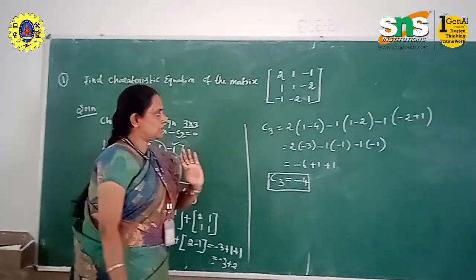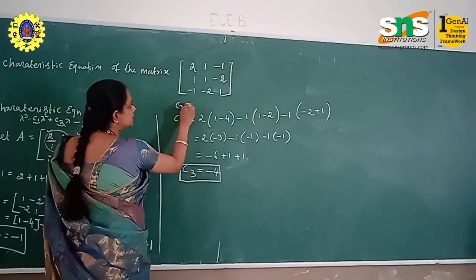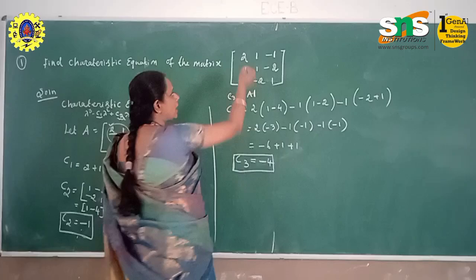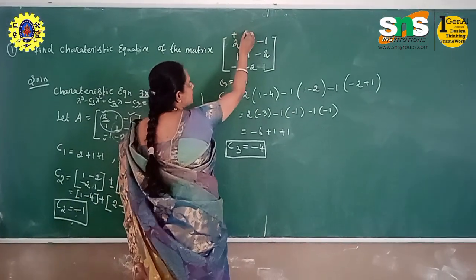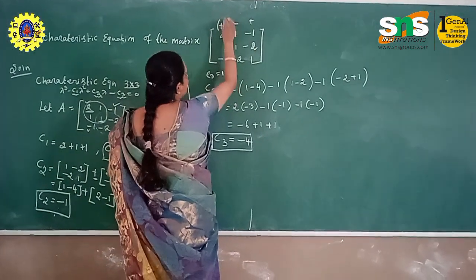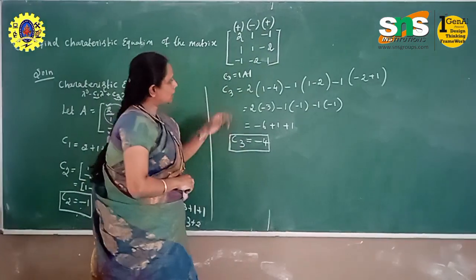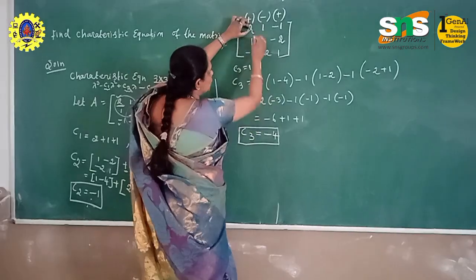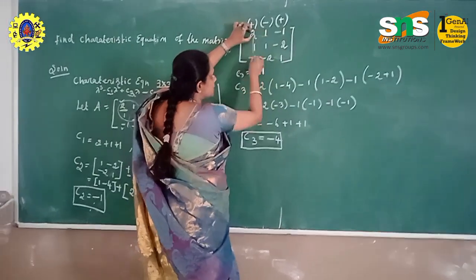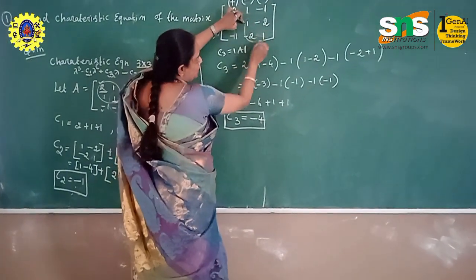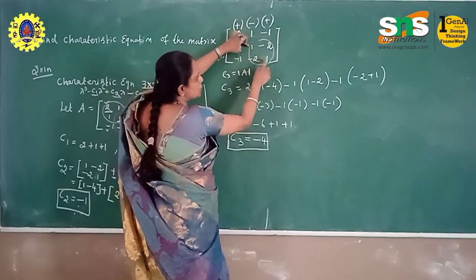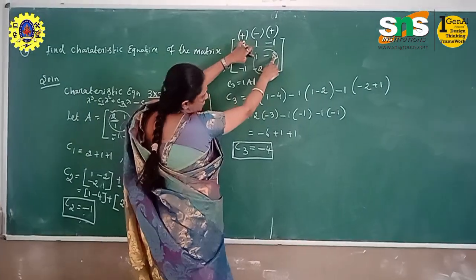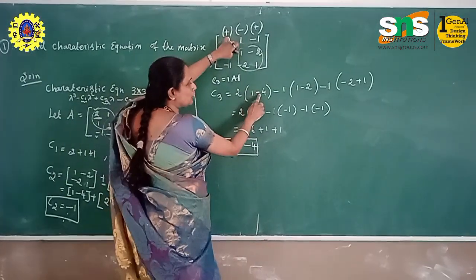C3 is nothing but the determinant of A. In this determinant, we use the alternating signs, plus, minus, plus. So 2 into, we leave the first row and first column, and the values are 1, minus 2, minus 2, 1. So 1 into 1 is 1, minus 2 into minus 2 is plus 4. With the formula, 1 minus 4, so 2 into minus 3.